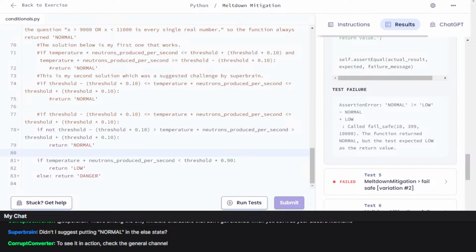Corrupt Converter says to see it in action, check the general channel. Wait, where did I get my phone? Oh, nice, they're all here. Why'd you at yourself? And use the text chat, the stream one.